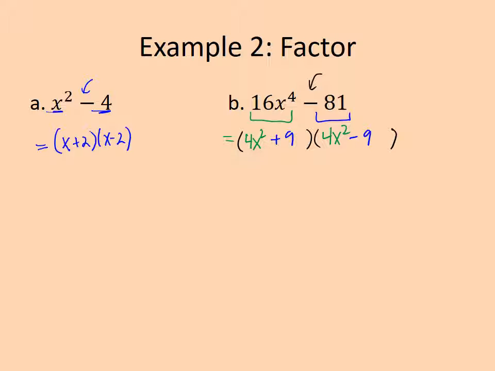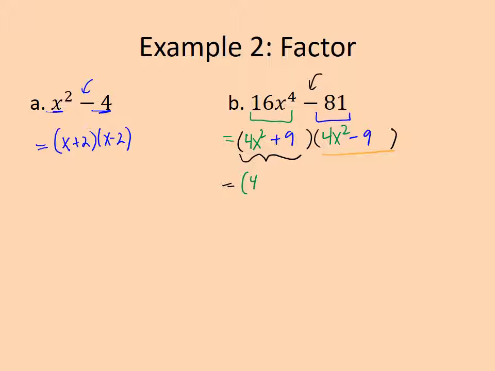Now there's no formula for the sum of two squares. So 4x squared plus 9 cannot be factored more. But if you notice, 4x squared minus 9 is also a difference of perfect squares. So we can continue to factor.